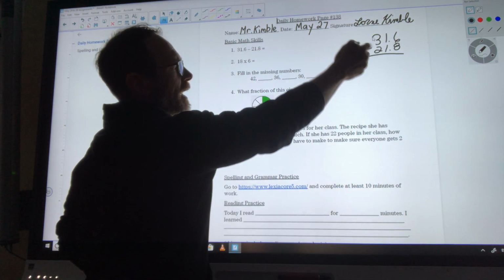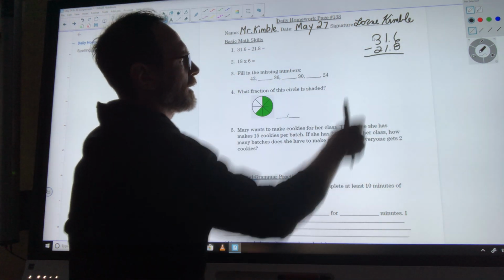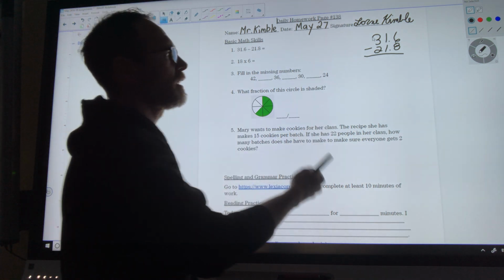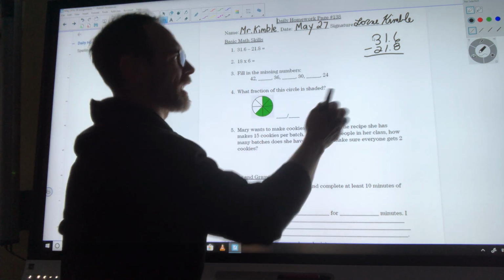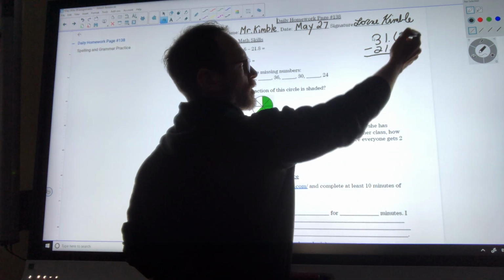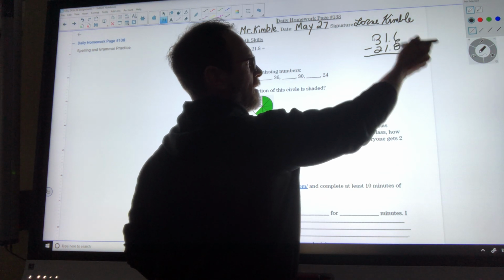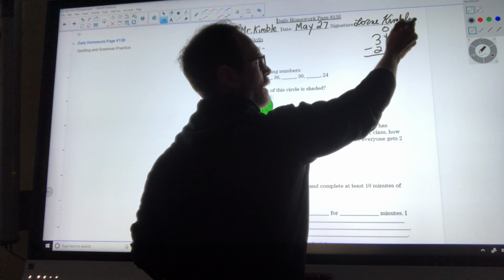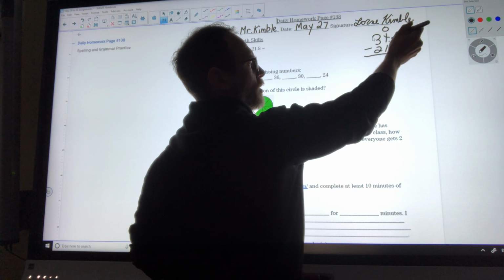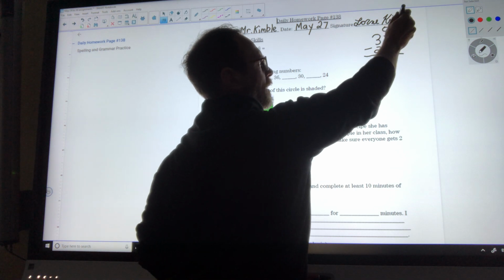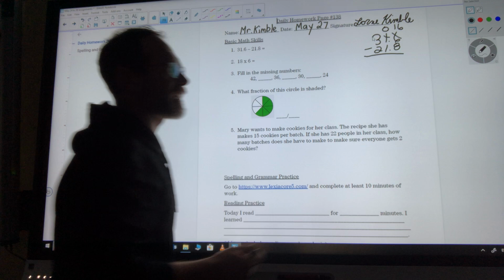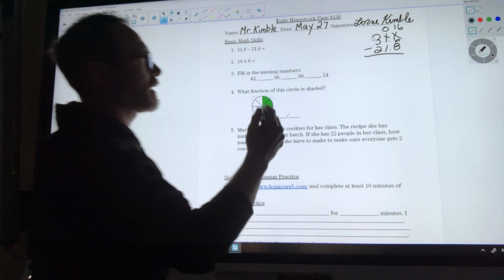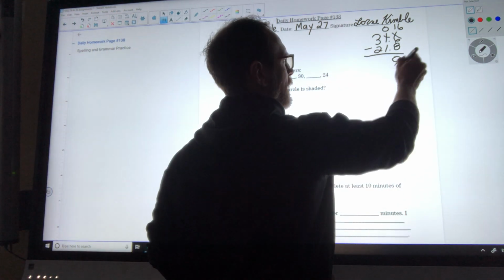And I know my answer is going to be somewhere around 10 because 30 minus 20 is 10. But it's going to be a little bit lower than that because it looks like I have some borrowing to do. So starting in the tenths place, I have 6 minus 8. I'm going to borrow from the 1. So I'll take that 1 and move it to the tenths place. So instead of 6 tenths, I have 16 tenths. Now 16 take away 8, we have 8 left over.